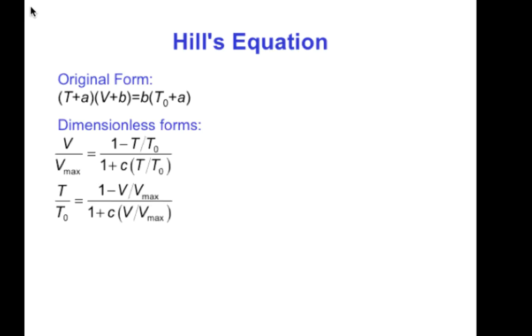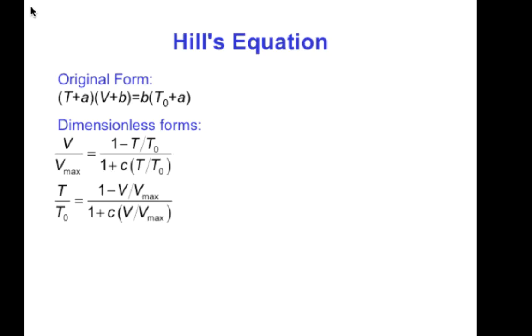And so this is the equation that Hill wrote, that (T + A)(V + B) = (T0 + A)B. So assuming we know the isometric tension, this is really a two-parameter fit. Or I find it more useful to non-dimensionalize it just the way we did in that graph. So that means that you can write V over Vmax as (1 - T/T0) over (1 + C times T/T0), which also can be rearranged to be T over T0 as (1 - V/Vmax) over (1 + C times V/Vmax).